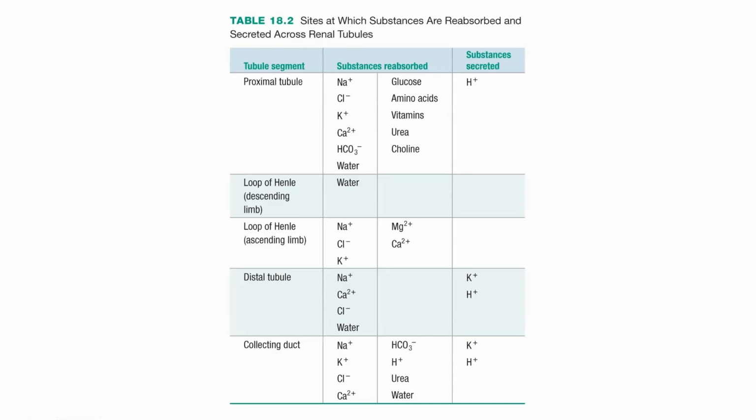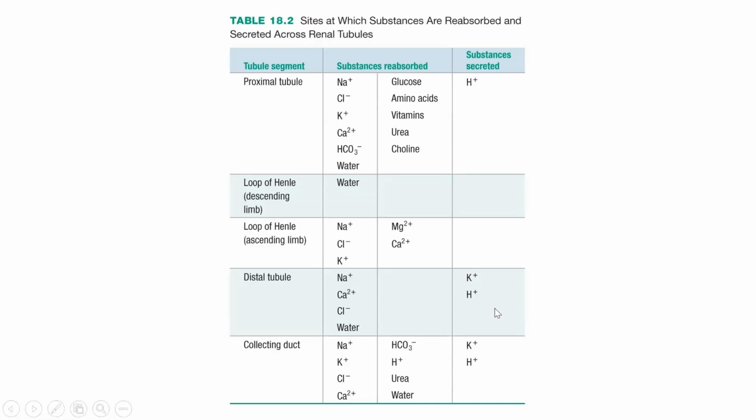In the loop of Henle, we'll add more details later, but generally speaking, water is reabsorbed across the descending limb. Solutes, sodium, chloride, potassium, are reabsorbed across the ascending limb. And then in the distal tubule, we see more reabsorption, but this is really regulated. In other words, we see hormones playing a role here. We see the nervous system playing a role here. And this is in an attempt to balance our plasma osmolarity.